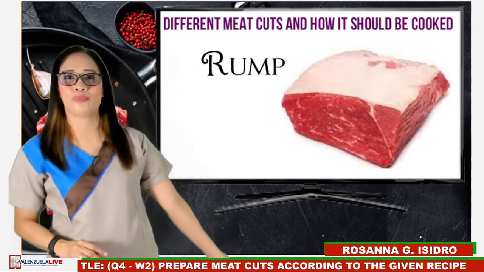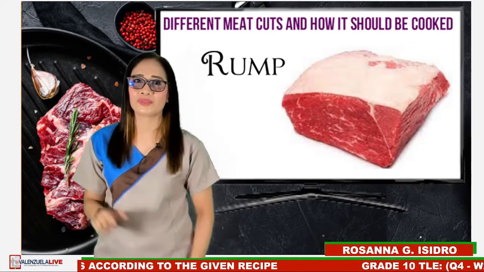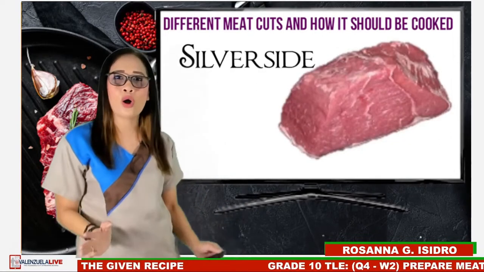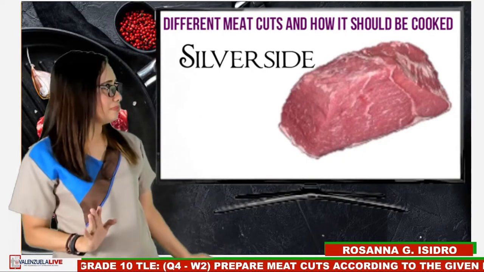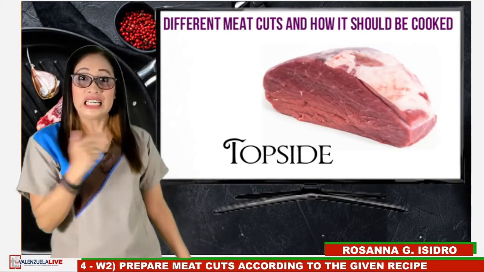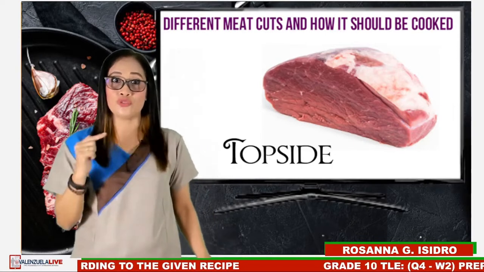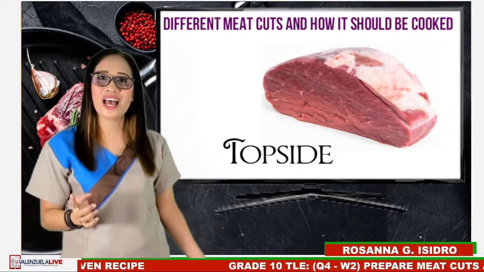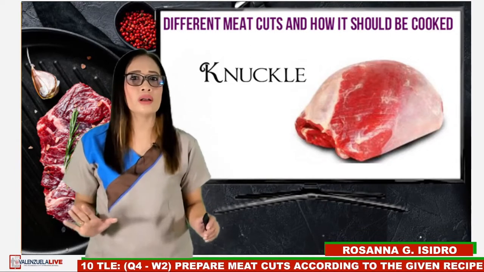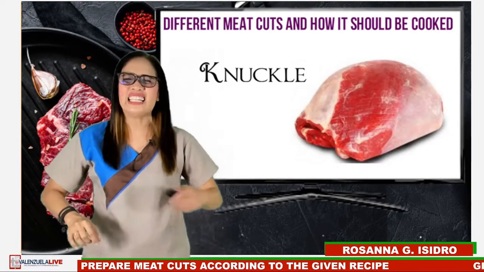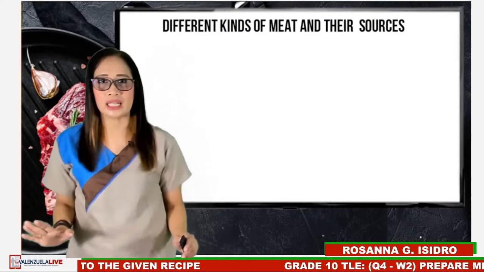Next we'll have rump. This cut can be pan fried, slow cooked, or roasted. Silverside. All silverside cuts are great for slow cooking. Next, we'll have the topside. It is located between the flank and the silverside. This is best for slow cooking. Last, we'll have knuckle. A lean piece of meat that can be roasted, slow cooked, barbecued, or sliced for stir fry.